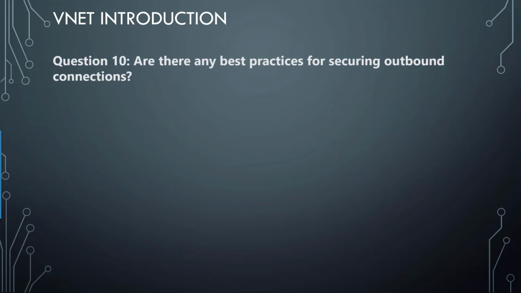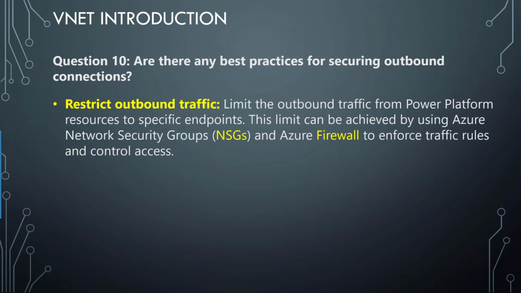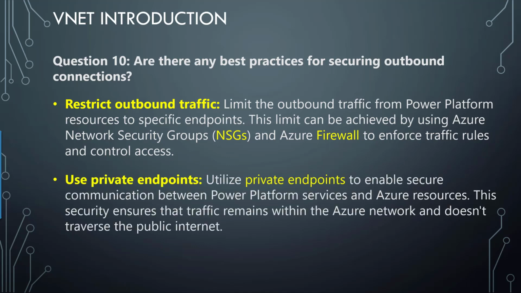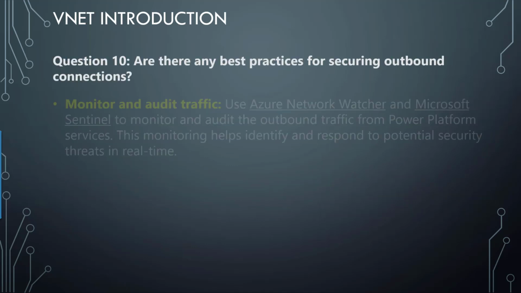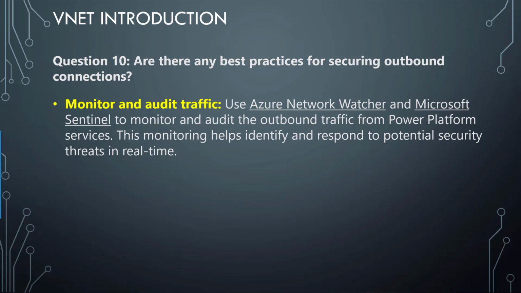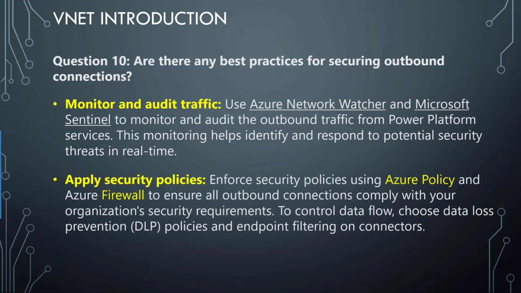And then here are some best practices. These are not specific for VNets, but in general, what should you do to restrict the outbound traffic? Here, for example, you can use a firewall. You can use network security groups within your VNets. Of course, you can use private endpoints. Then you can use the monitoring and traffic auditing tools that we have inside of Azure. We have Sentinel, we have the Azure Network Watcher, and so on. And of course, Azure policies and firewall rules, they help you to protect your systems.